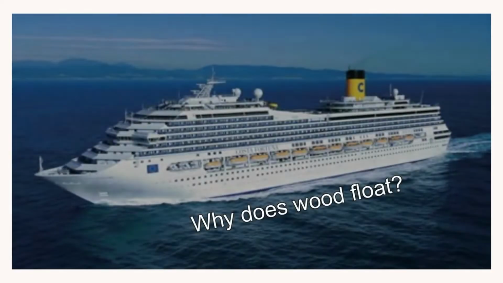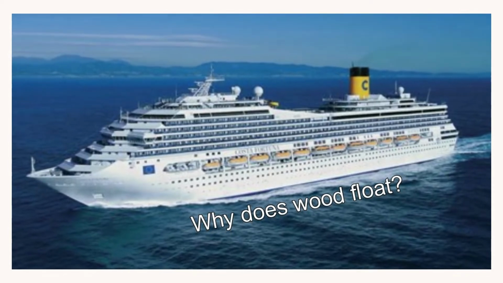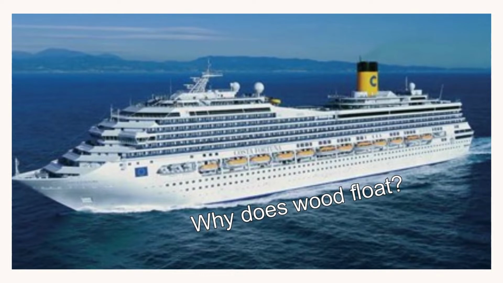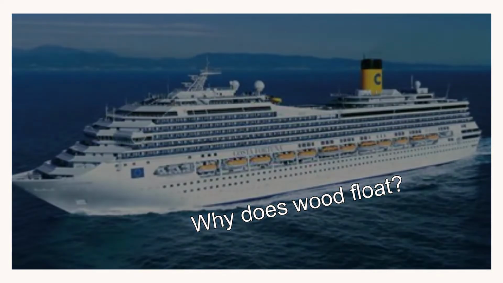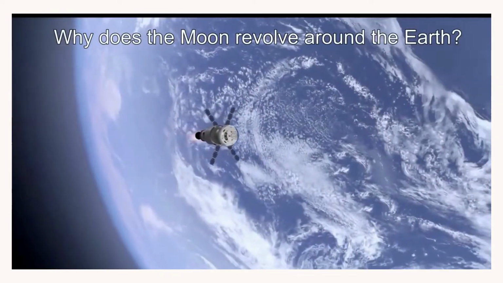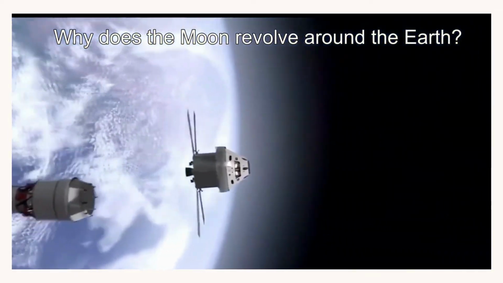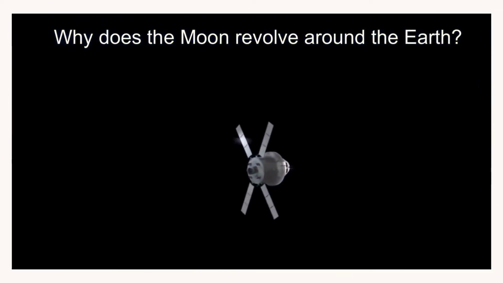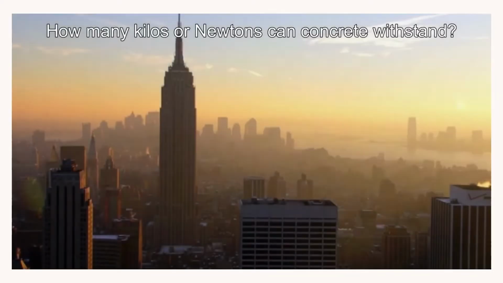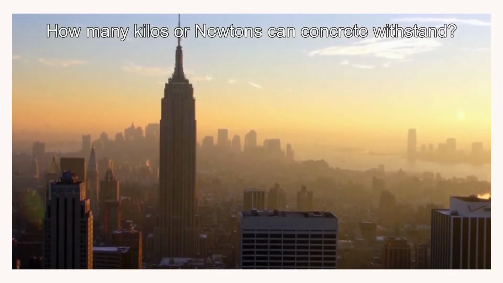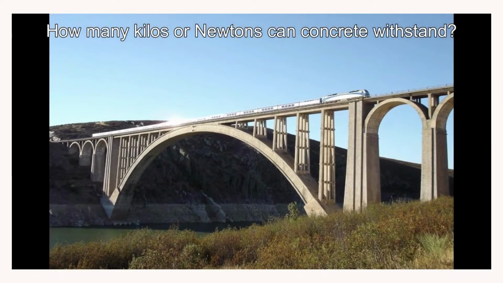For example, an engineer might use the scientific knowledge that explains why wood floats in order to build a ship. They could use scientific knowledge regarding why the moon revolves around the Earth to help them create a satellite that makes it possible to communicate by phone with someone on the other side of the world. Or they might use data that measures the strength of concrete in order to design a building or a bridge.